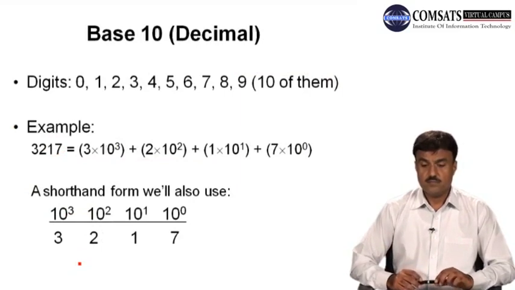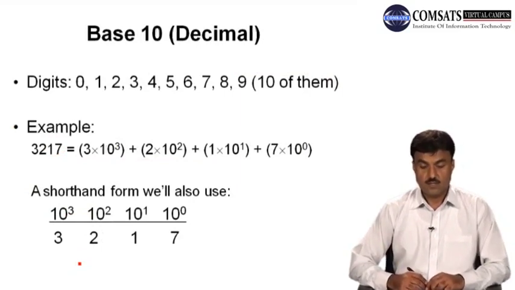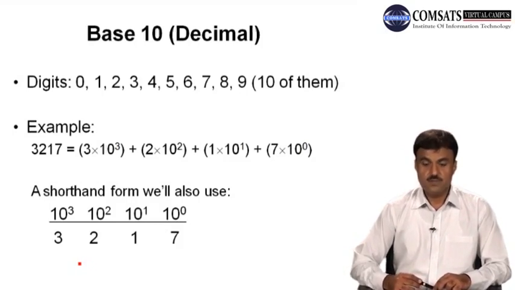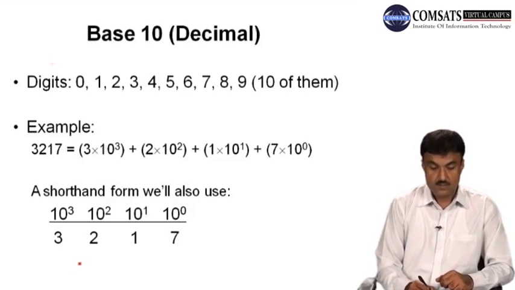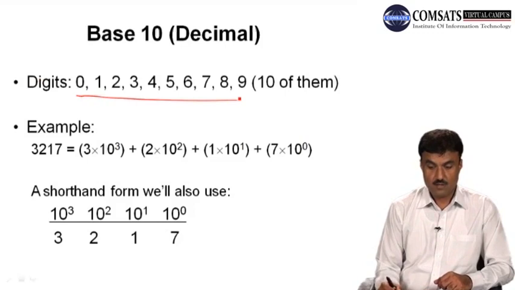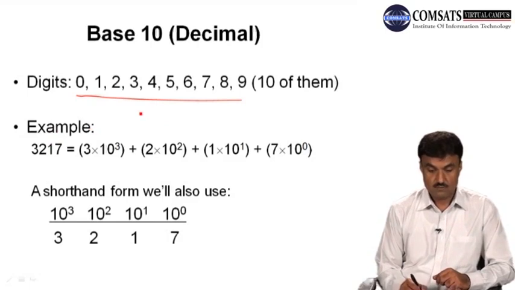Now, in this slide, we will discuss the decimal number system with base 10. This is the most commonly used number system in the world. We use it in our daily life. Its unique digits are from 0 to 9, all of them, ten in total. An example is 3, 2, 1 and 7, which is 3217. This number is in decimal format.